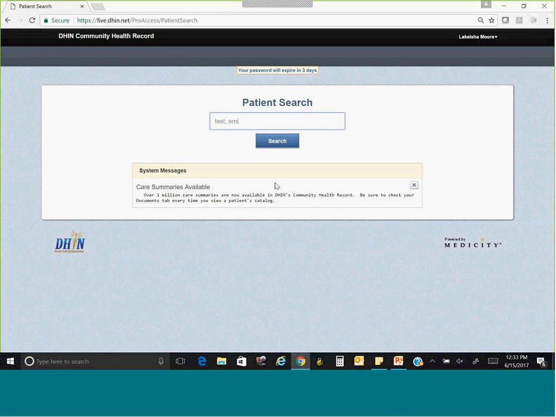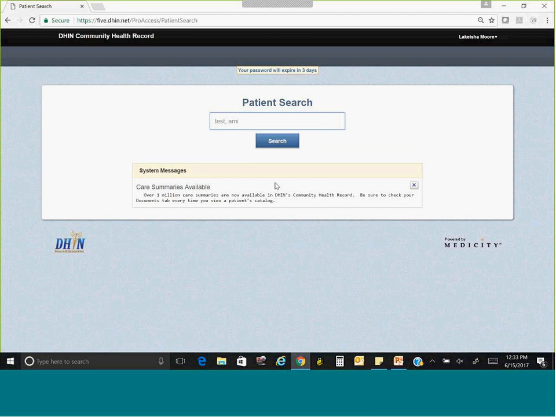The care summaries are automatically sent to the DHIN Community Health Record when you close out your patient encounter in your electronic medical record. So it's not like you have to do an extra click or do something outside of your workflow. It just kind of runs in the background.